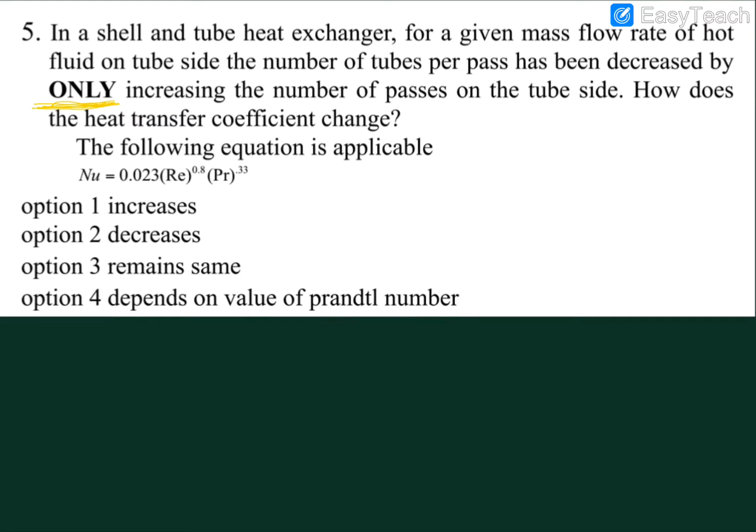So let us solve this question. Now you see, Nusselt number is nothing but HD by K in case of a heat exchanger, that means a pipe. So HD by K equals 0.023, Reynolds raised to 0.8 and Prandtl raised to the power 0.33. Now the important thing here is only increasing the number of passes on the tube side. So what happens in this case?